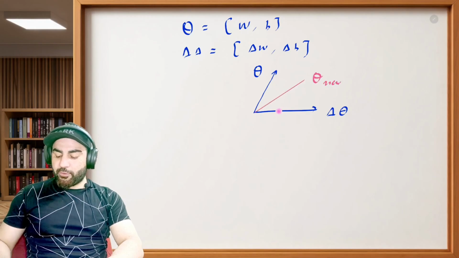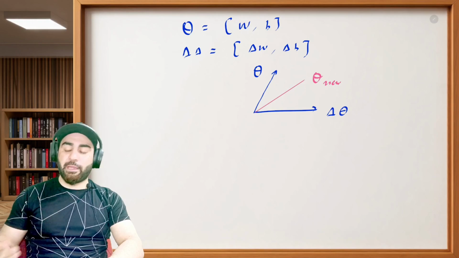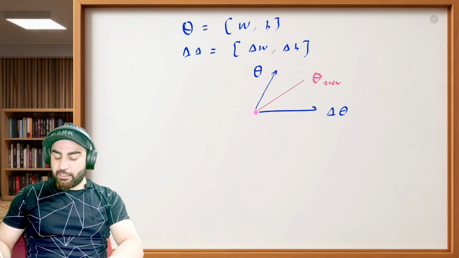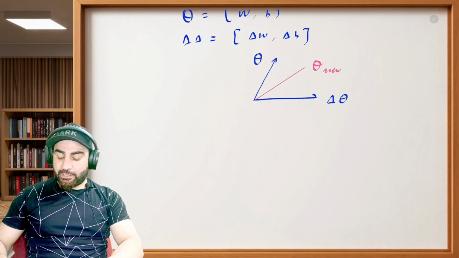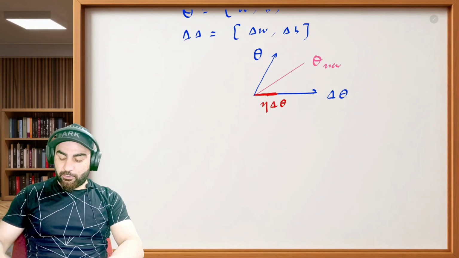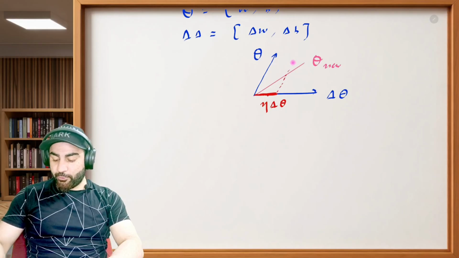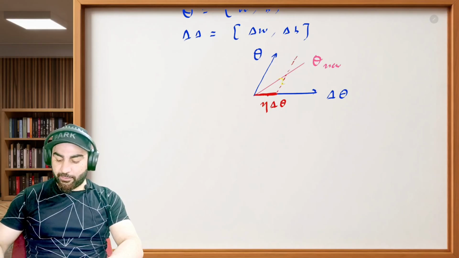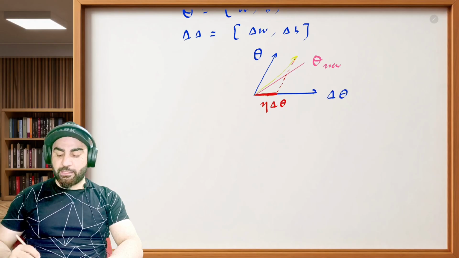But on purpose, in order to not make a huge mistake, we'll just take a smaller step. So step size will be this much. So we'll have eta times this delta theta, something of this sort. And then what will be that delta new? If we use the parallelogram law of vectors, this will be the actual delta new, this.